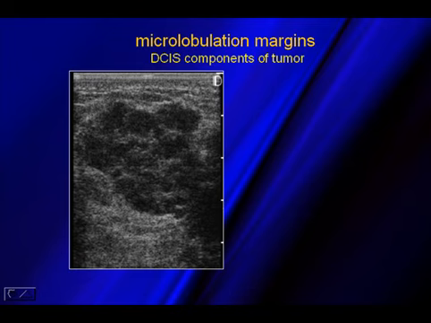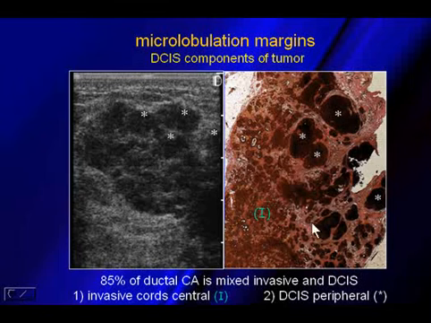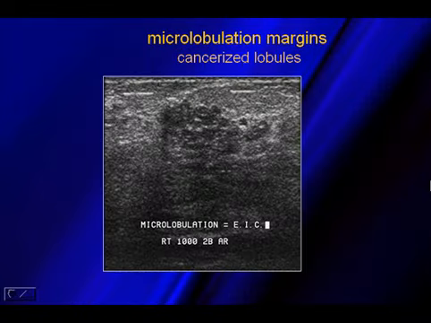Looking at microlobulation, the DCIS components of the tumor are in this area here that are highlighted. 85% of ductal cancer is a mix of invasion and DCIS. The invasive cords tend to be more centrally located. The DCIS tends to be more peripheral. This is why it's very important when a lesion is biopsied that different areas of the lesion are biopsied and not all of them right through the same area. If you got a sample back of just DCIS, treatment for the patient is much different than if they know that it is an invasive carcinoma. So very important to take different samples through a lesion when a biopsy is performed.